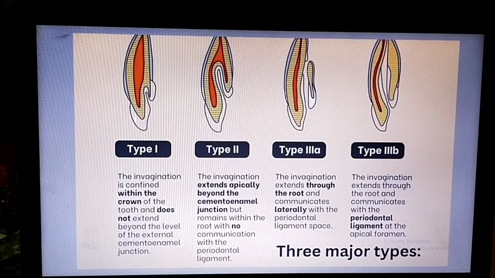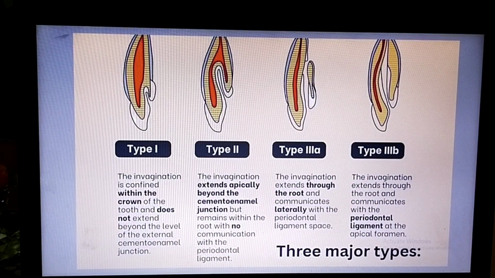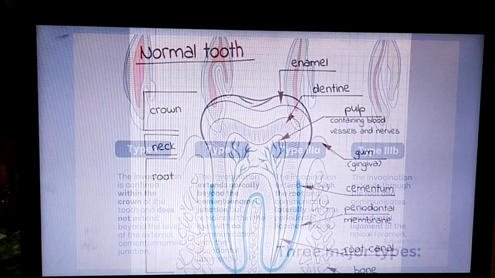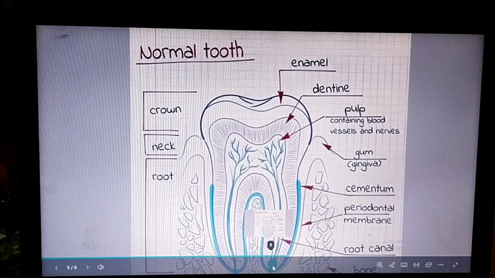Now we'll see what is the difference between type 3A and type 3B. The invagination extends through the root and communicates laterally with the periodontal ligament space. This is type 3A, when it communicates laterally with the periodontal ligament space. But in type 3B, it communicates with the periodontal ligament at the apical foramen. As I've already shown you, this is the apical foramen.